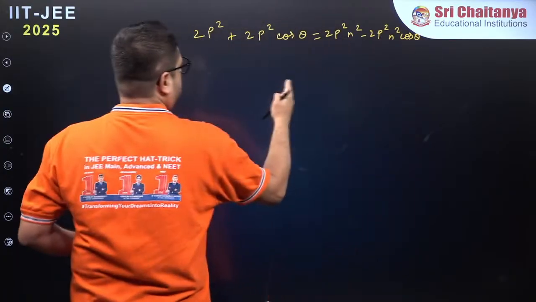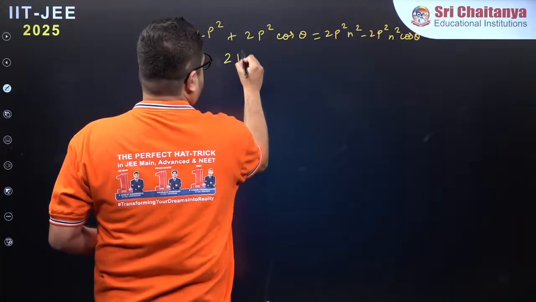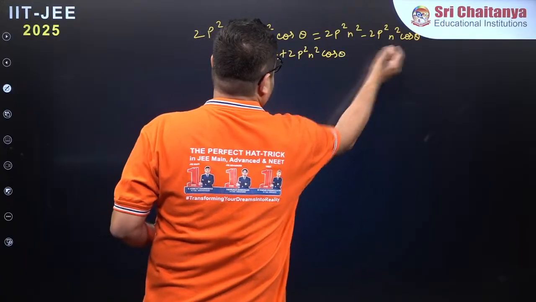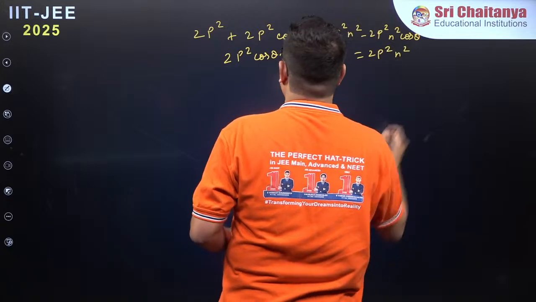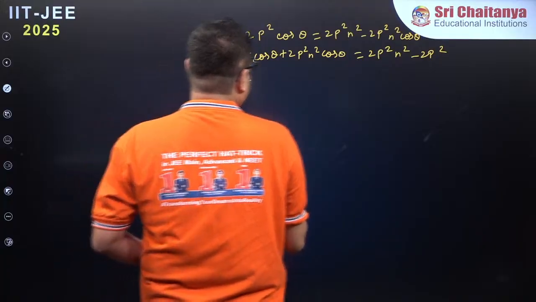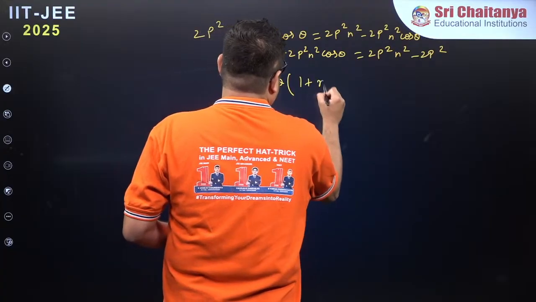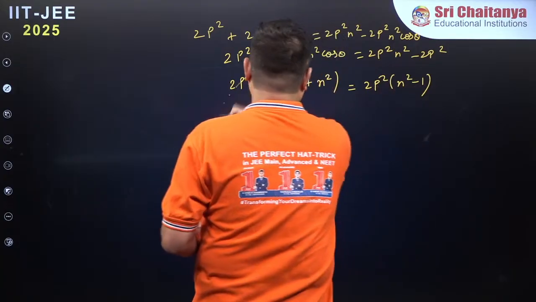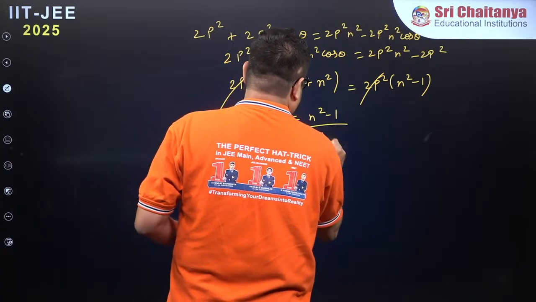I hope it's clear. So now let's try to bring this cosine theta all together. I will be getting 2P square cosine theta plus 2P square n square cos theta. I am bringing this expression to the LHS, and the other expression can be brought to the RHS: 2P square n square minus 2P square. Let's take 2P square as common, and cos theta as common. So this expression becomes 1 plus n square, and over here I will have 2P square times n square minus 1. This 2P square gets cancelled out. So cos of theta is going to be n square minus 1 by 1 plus n square.